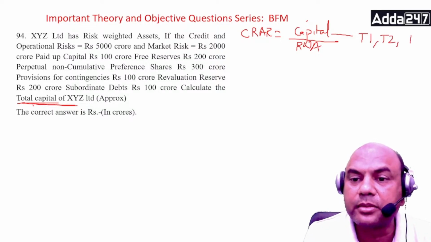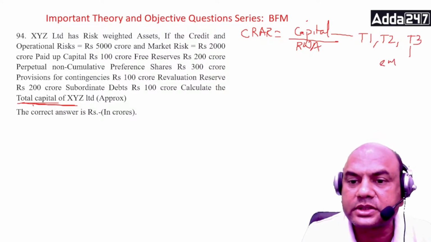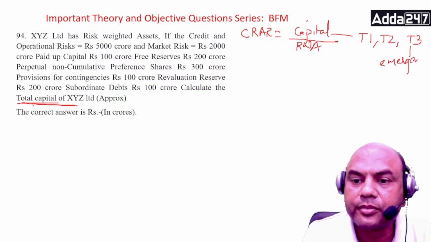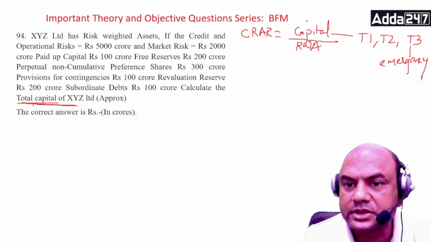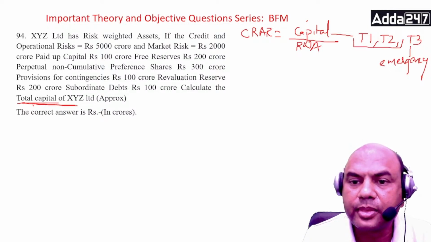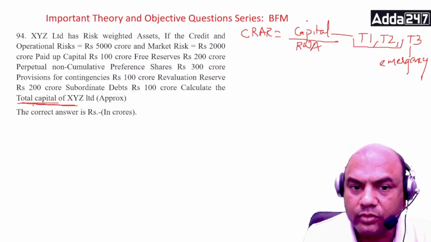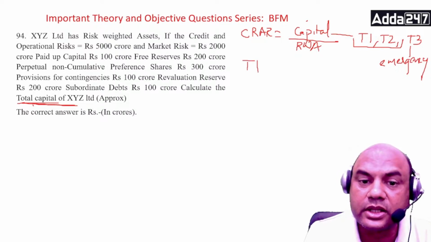T3 is known as emergency capital. So we don't take that into calculations. Okay, so T3 is the emergency capital. We don't take that in calculation. So only T1 and T2. T1 is known as a free capital. What does T1 include?